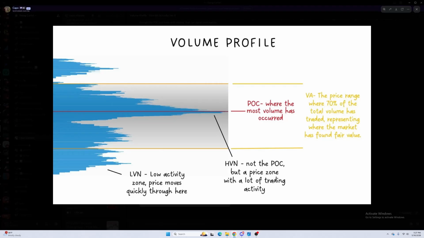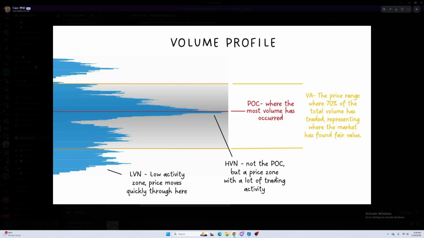This is Capo. We are going to talk about volume profile and maybe a little bit of auction market theory. So volume profile, I'll give you a visual first. Volume profile shows how much volume is traded at each of these price levels, right? It's not candle based. It's just level based, like numbers.